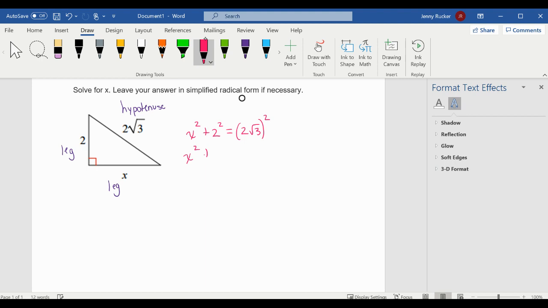This simplifies to x squared plus 4. Now we need to simplify 2 square root of 3 squared. This represents 2 square root of 3 times 2 square root of 3. Multiply the values on the outside of the radical. So that is 4. Now multiply the values underneath the radical, or in the radicand, and that leaves you with the square root of 9. The square root of 9 is a perfect square, and that simplifies to 3. So this becomes 4 times 3, which is equal to 12.